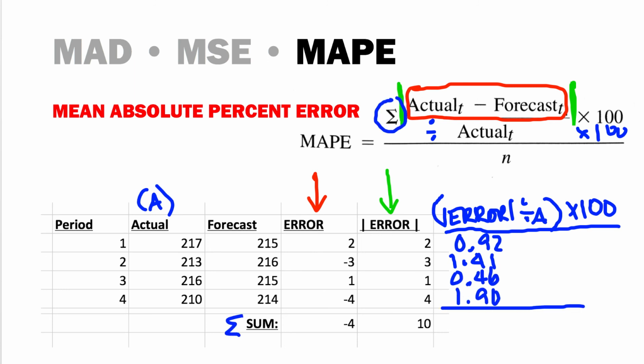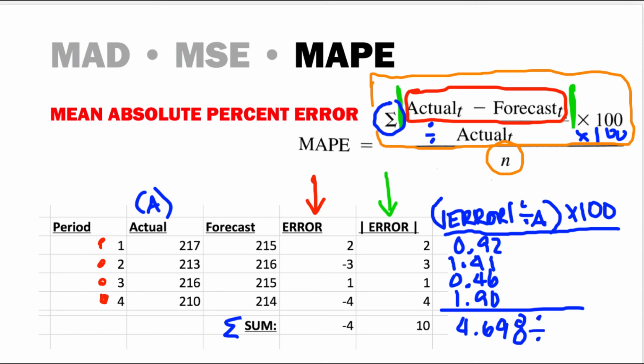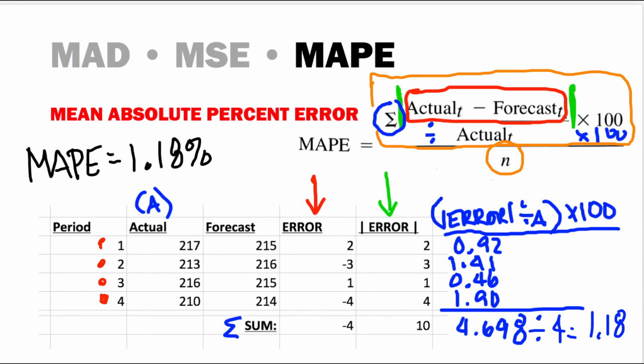And once again, we get the sum, which gives us 4.698. So at this point, we've completed this part of our formula, and now we just need to divide it by n, which is 4. So 4.698 divided by 4 equals 1.175. We'll round that up to 1.18. And therefore, our mean absolute percent error equals 1.18%.